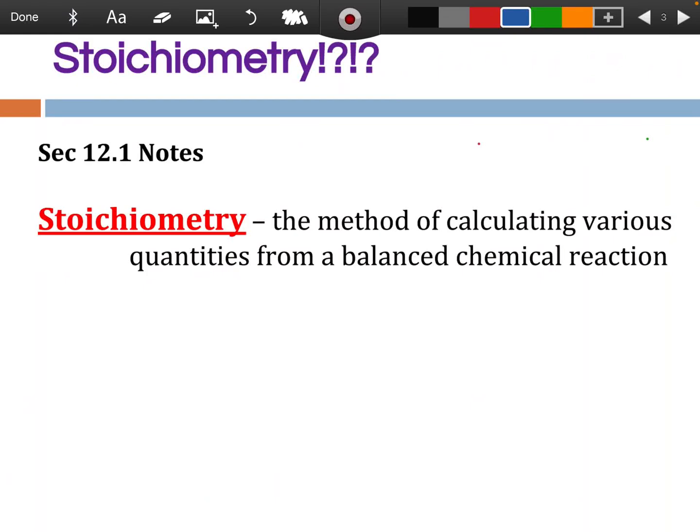So stoichiometry is the method of calculating various quantities from a balanced chemical reaction. Stoichiometry is this process of calculating.